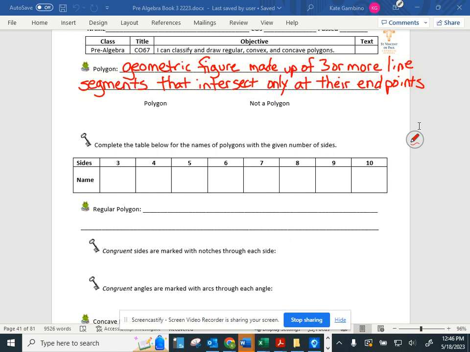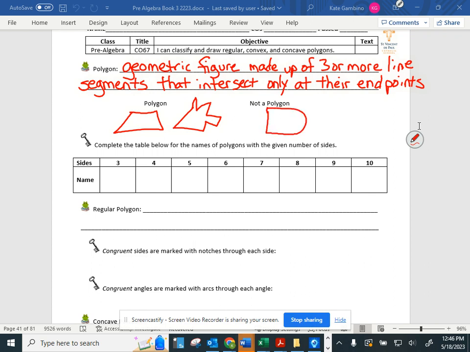So, an example of a polygon could be something like that. Could be something like, okay? It's a closed figure. It has to have at least three sides. Could have lots and lots of sides. Not a polygon could be something like that.